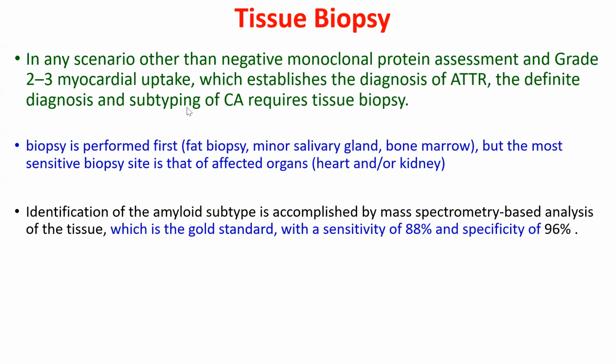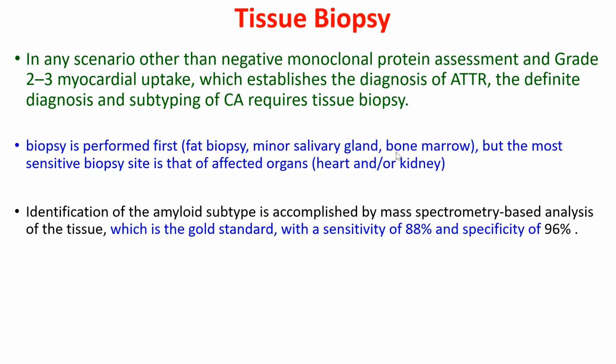So, for bone scintigraphy, if a patient has grade 2 to 3 myocardial uptake and a negative monoclonal protein assessment, this patient is diagnosed with ATTR cardiomyopathy. But if any other scenario is found, then biopsy is indicated in such a patient. The biopsy is performed first, either from a fat biopsy, salivary gland, or bone marrow.